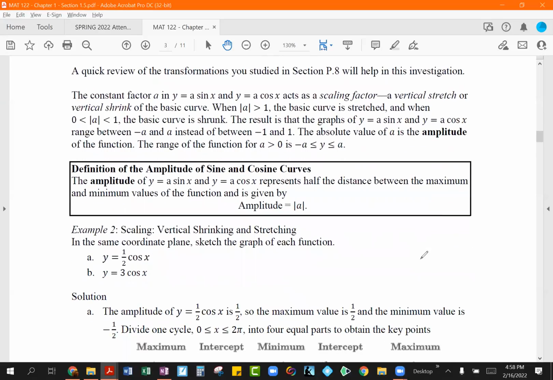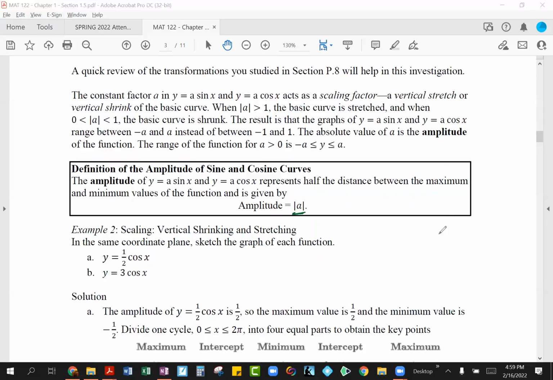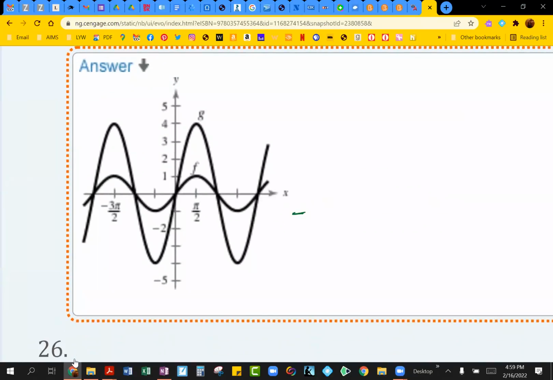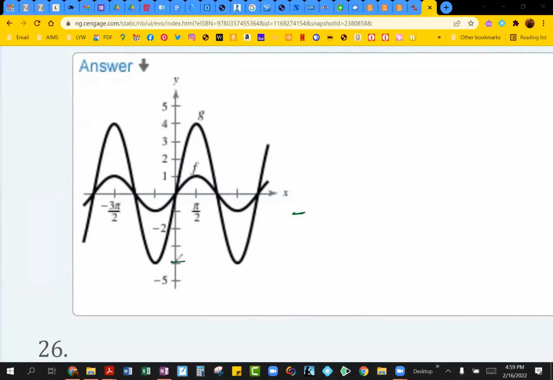So just as your definition, they are saying the amplitude of A times a sine of X function or A times cosine of X function represents half the distance between the maximum and the minimum values of your function, and it's given by the absolute value of A. And the reason they're saying half the distance, because again, think about this here. You are going from -4 to +4.